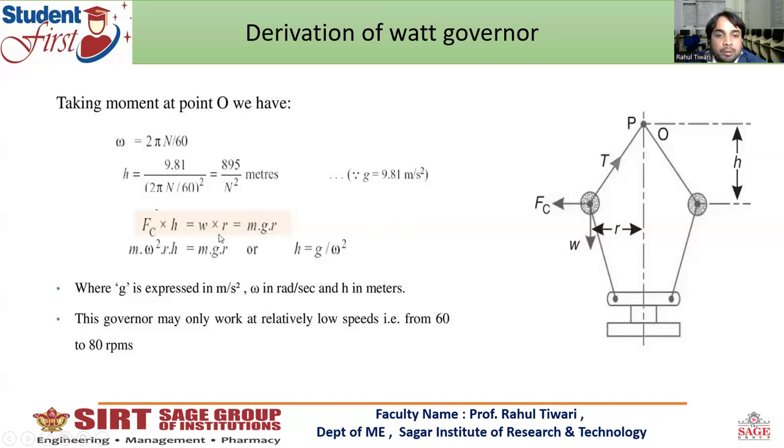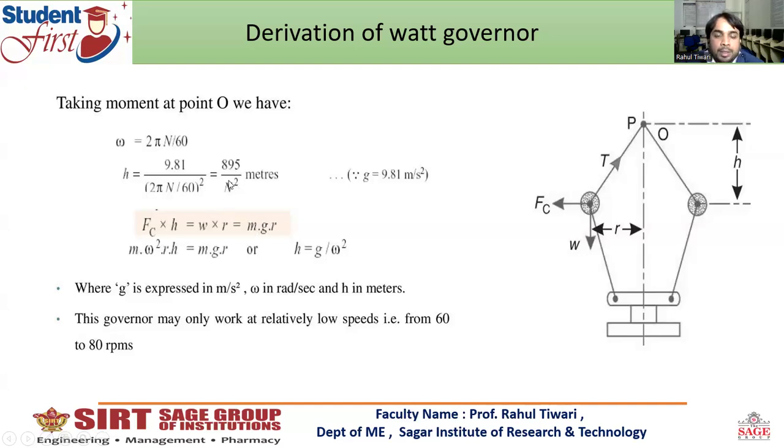We put the values of FC and W. The final expression we get is H equals g upon omega square, where g is expressed in meters per second square, omega in radians per second, and H is in meters. If you put this value of omega in terms of N, the final expression we get is H equals 895 upon N square, meaning H is inversely proportional to the square of the equilibrium speed.